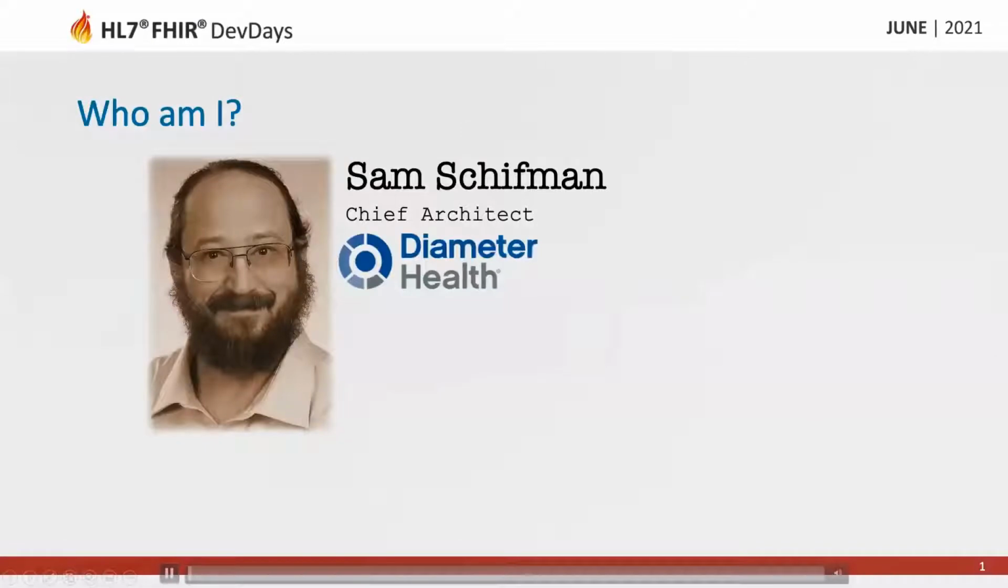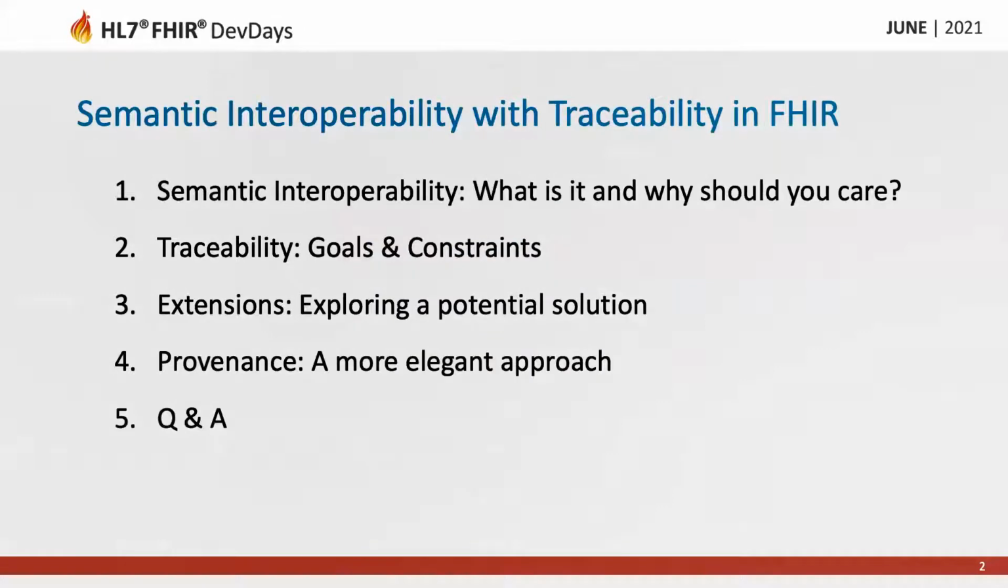Hi, my name is Sam Schifman. I'm the Chief Architect at Diameter Health. Today, I'm going to be talking to you about semantic interoperability, and particularly about how we can maintain traceability as we move to FHIR. First, I'll talk a bit about what is semantic interoperability, so that we can understand why traceability is important. Then, I'll talk about how we first looked at extensions as a solution, but ultimately we found Provenance was a more elegant way to solve the problem. After that, I'd be happy to take your questions.